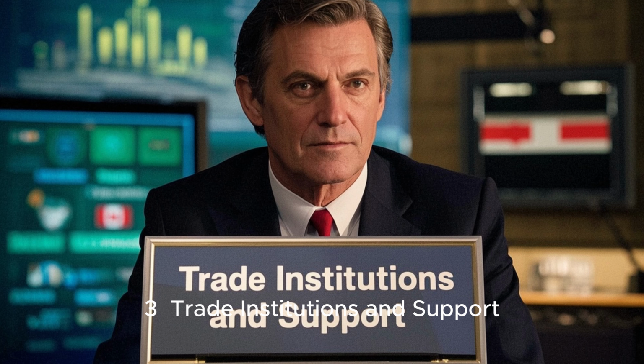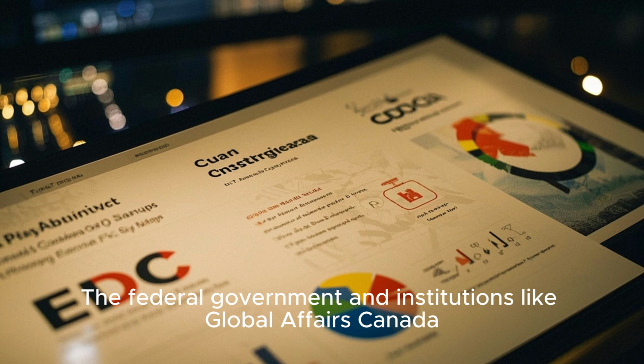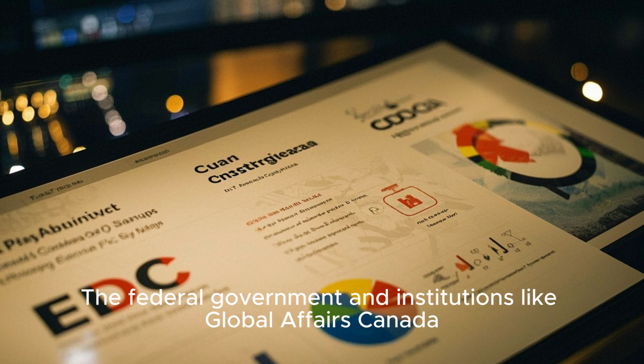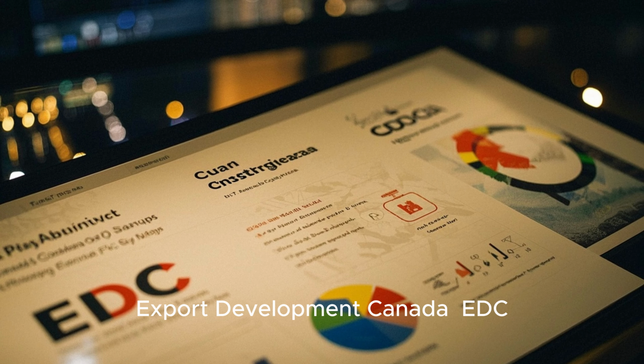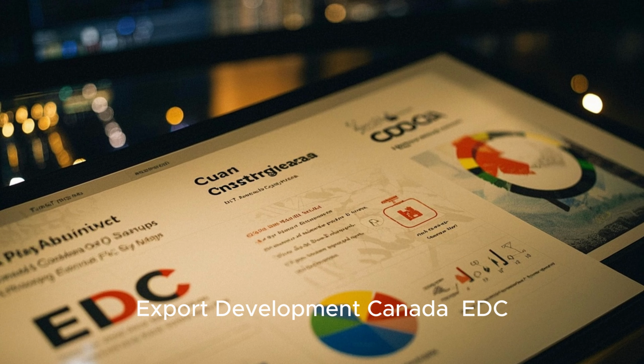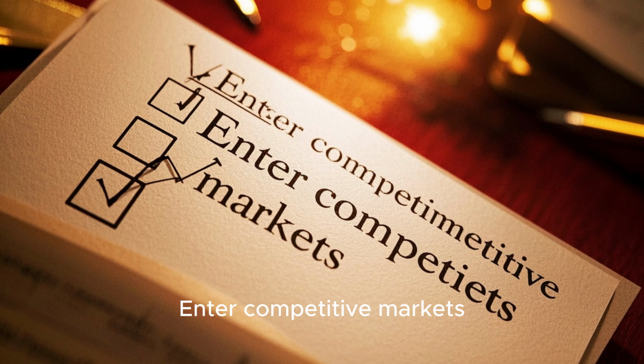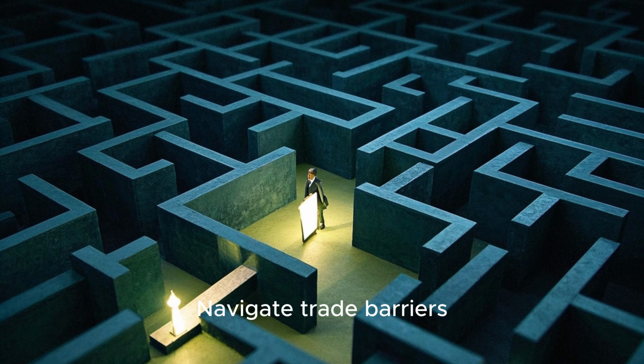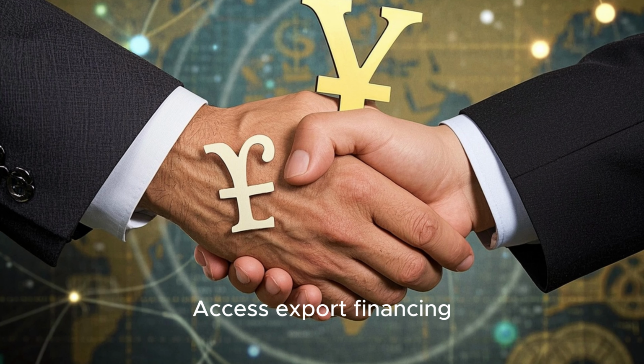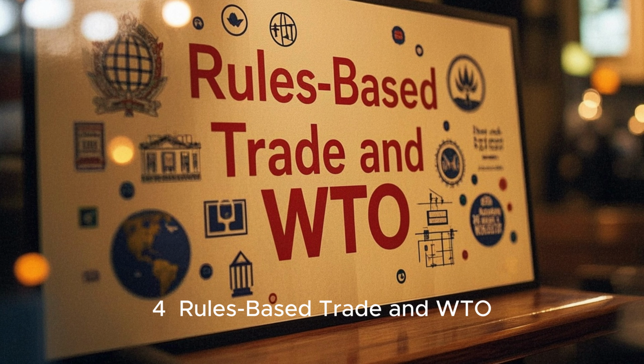3. Trade institutions and support. The federal government and institutions like Global Affairs Canada, Export Development Canada (EDC), and the Trade Commissioner Service help Canadian businesses enter competitive markets, navigate trade barriers, and access export financing.